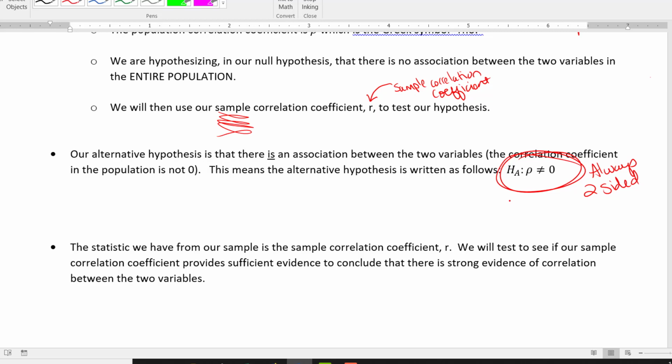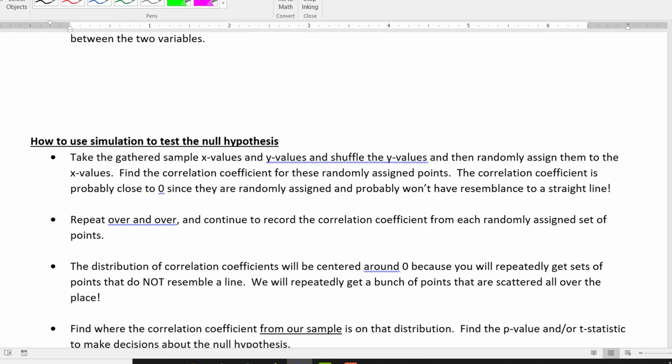It could be the case that the population correlation coefficient is positive, meaning there is correlation and the data is tending to increase, or that there is correlation and the data is tending to decrease. But you always just start off by saying null hypothesis is there's no correlation, alternative is that there is correlation. You don't make any guesses about whether or not the correlation is positive or negative. You just say two-sided.